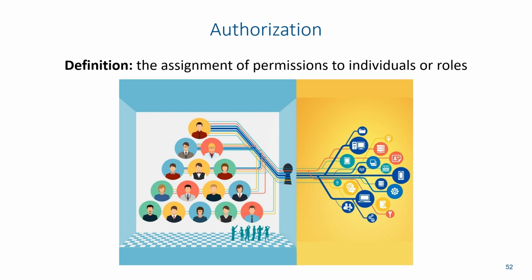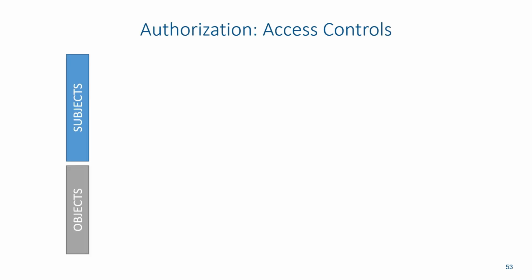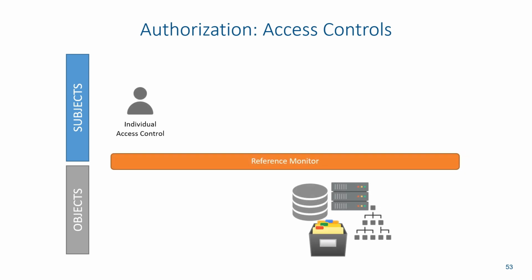So we have multiple individuals that can have assignments to access data, servers, files, etc. When you consider authorization, you need to understand what the subjects are and the objects. There are various different kinds of access control. The first one is individual access control. With all access control, you're going to have a reference monitor that determines what access each individual or group is going to have.